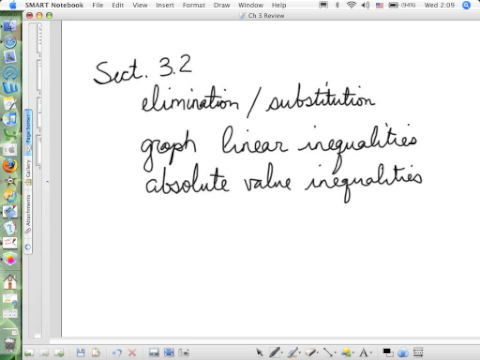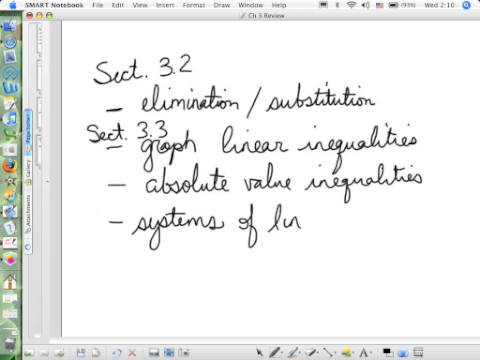Okay? Absolute value inequalities. What do those look like? A V. And we had either a solid V or a broken V, and we either shaded above or below. All right, so be able to do those. Actually, this is an introduction into section 3.3. And then 3.3 dealt with systems of linear inequalities.